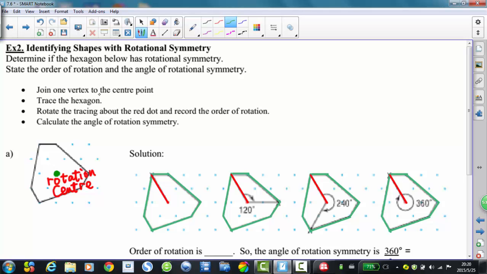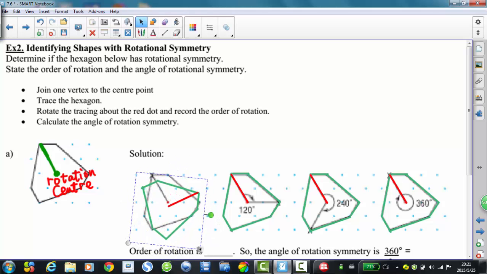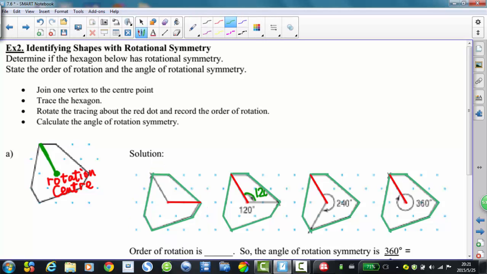We join one vertex to the center point. So I will join this vertex to the center point. Then trace the hexagon. Rotate the tracing about the red dot and record the angle of rotation. So right now I rotate this hexagon about its rotation center. I will see after I rotate this much, this hexagon can coincide with itself. So after I rotate 120 degrees, this hexagon can coincide with itself.